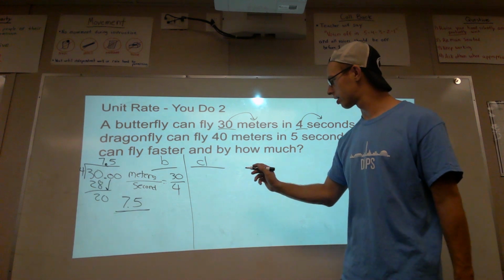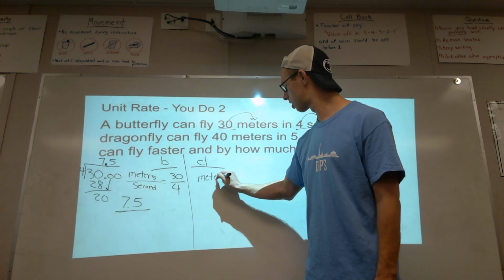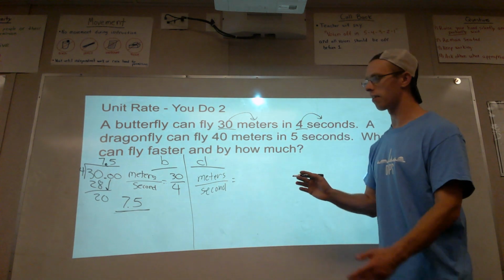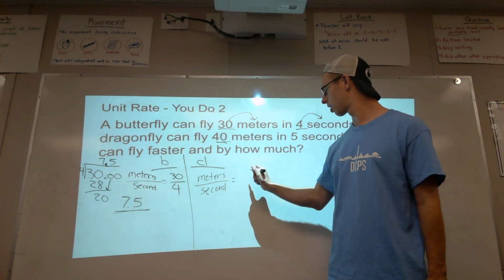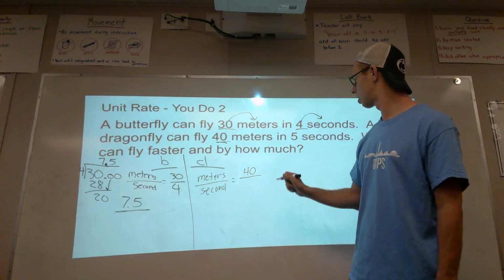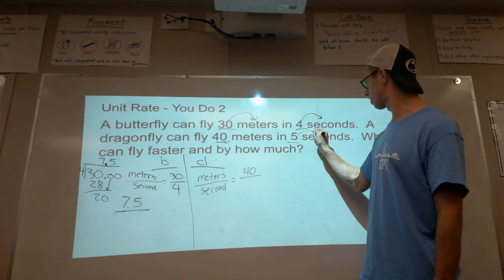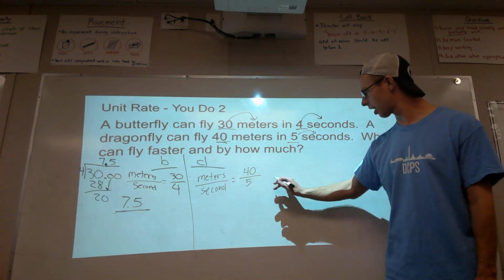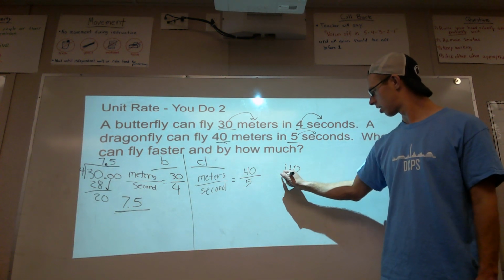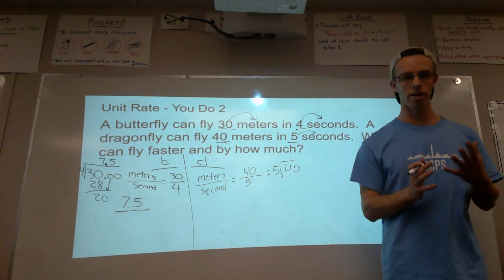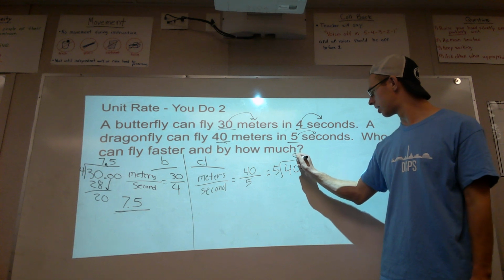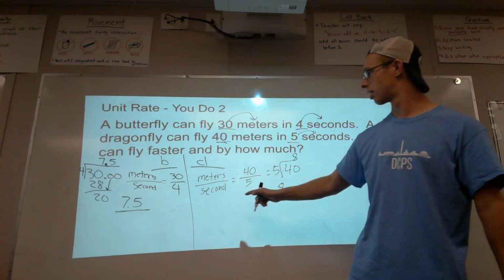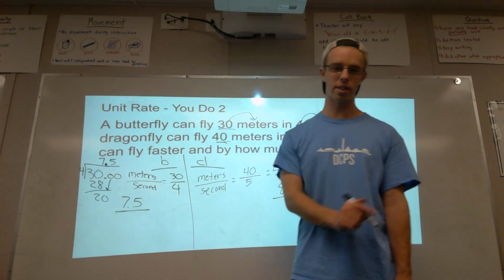Now I'm going to do the dragonfly. I have meters per second. And I'm going to find the information I need. Here I have 40 that goes with meters. Here I have 5 that goes with seconds. Well, 40 divided by 5, you can set it up like this if you need to. Hopefully you know 40 divided by 5 is 8. So the dragonfly flies 8 meters per second, and the butterfly flies 7.5 meters per second.